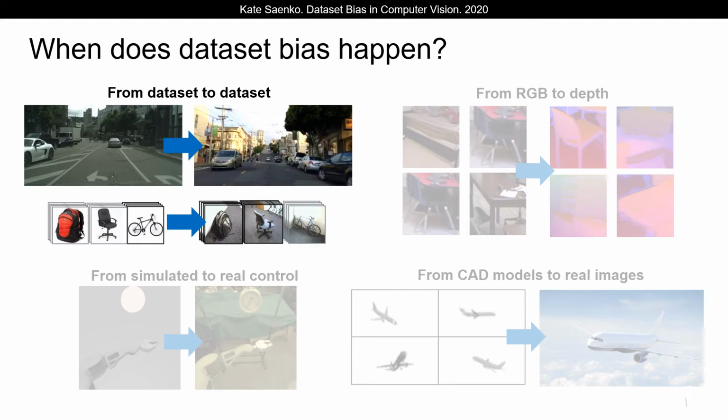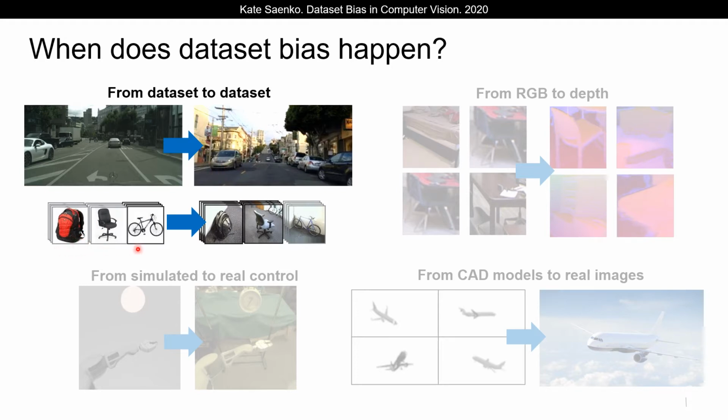When does this dataset bias happen? Well, it happens a lot, and it happens a lot in applications where the models are actually deployed in the real world. One example is when a model is trained on one dataset and then it's applied to another dataset. In the top example here, we have a training dataset that was collected in Germany, and then the test data comes from San Francisco. So you have hills, you have different looking trees and vegetation and so on.